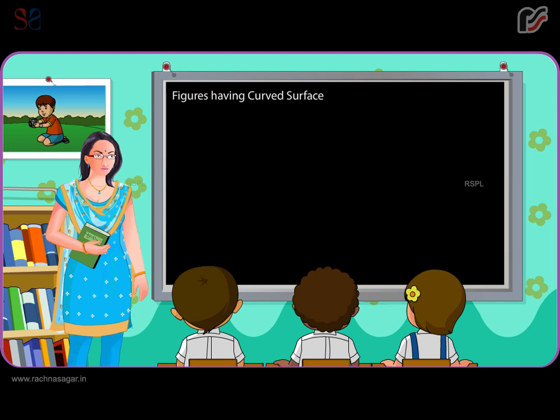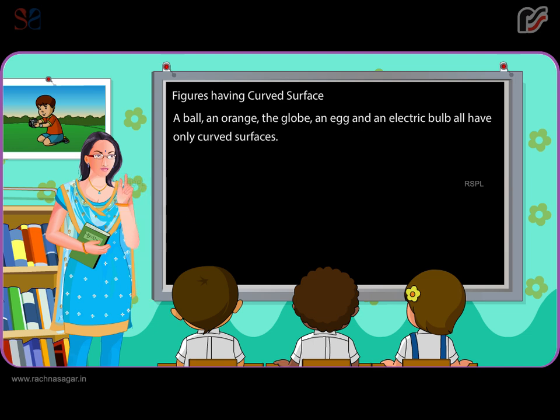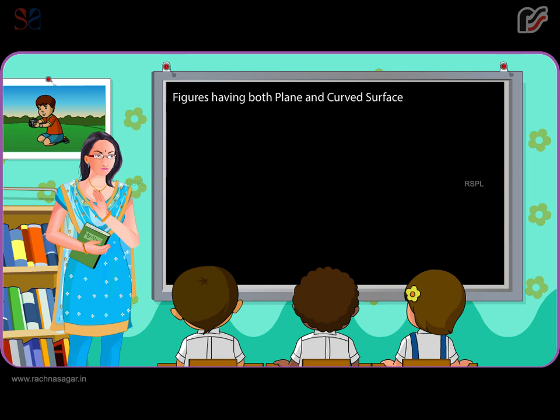Figures having curved surface. A ball, an orange, the globe, an egg, and an electric bulb all have only curved surfaces. Figures having both plane and curved surface. A candle, pencil, battery cell, and chalk all have both plane and curved surfaces.